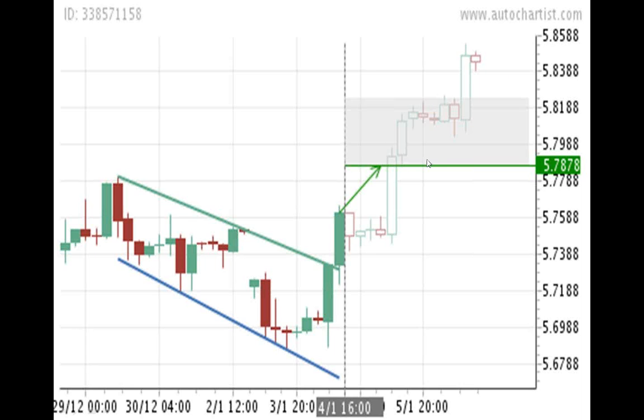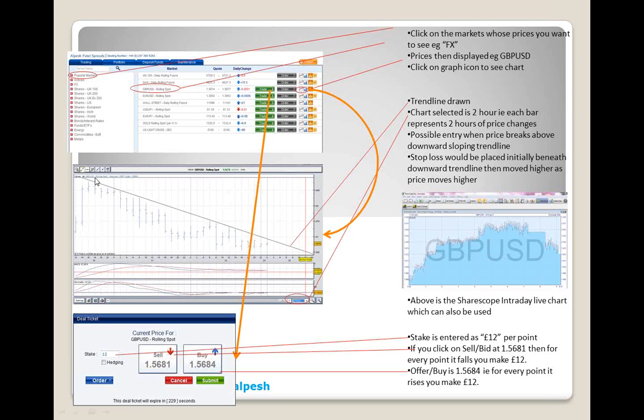Simple strategies: you look at the charts and you get in on the breakouts. Nothing complicated there. Here's another example. You've got the price falling, you wait for the breakout. You draw a downward trend line, you say as soon as it breaks above that, I'll get in.